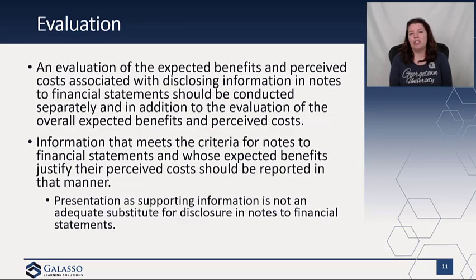And then obviously everyone talks about the cost benefit analysis. An evaluation of expected benefits and perceived costs associated with this disclosure should be conducted separately and in addition to the evaluation of the overall expected benefits and perceived cost. So we have an analysis of recognition, for example, and then we would have an evaluation of the note disclosure. Information that meets the criteria for notes to the financial statements and whose expected benefits justify their perceived cost should be reported. And the presentation as supporting information is not an adequate substitute for disclosures in the notes. So they're kind of giving us some guide rails here.